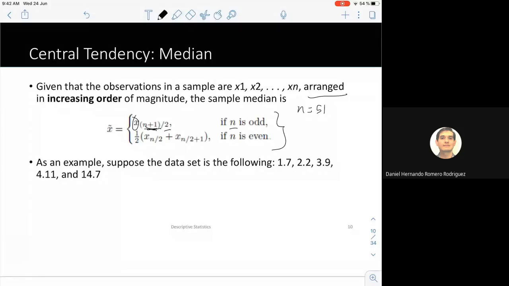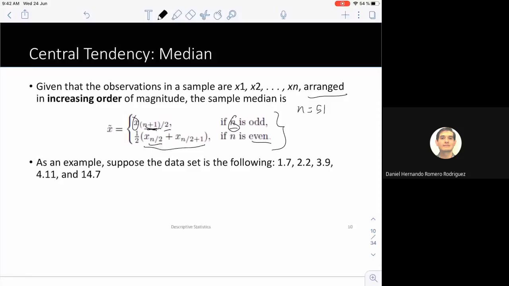That's, again, if n is an odd number. However, if n is an even number, then the procedure is going to change a little bit. So if it's even, then what we do is compute an average. We add the observation that is in position n divided by 2 plus the observation that is in position n divided by 2 plus 1. We add them and then we divide by 2. This is an average of two observations, and that's how we get the median.